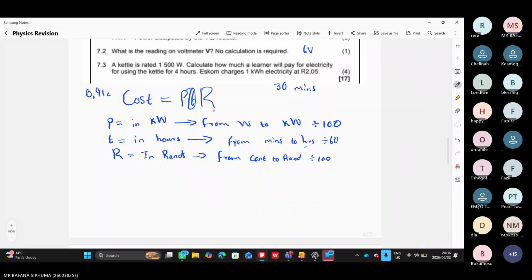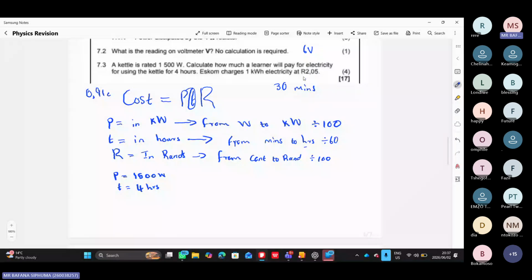But for this question, I think it was simple and straightforward. You are given, they said a kettle is rated 1500 watts, which is P. And calculate how much a learner will pay for electricity using a kettle for 4 hours. T is equal to 4 hours. And then Eskom charges 1 kilowatt electricity at 2 rand 05 cent.